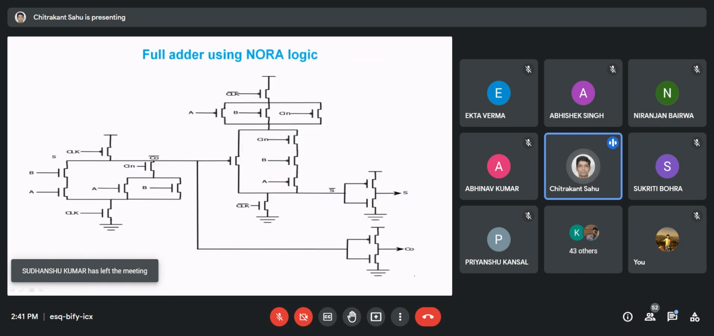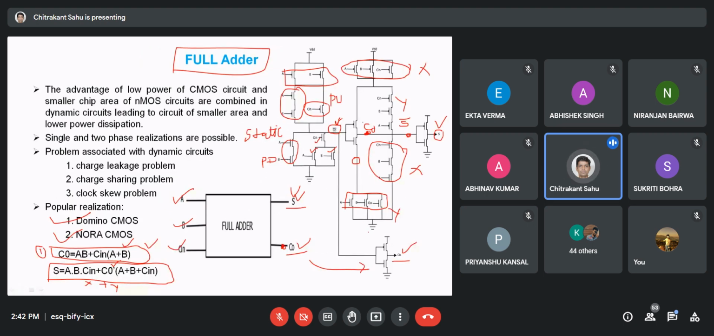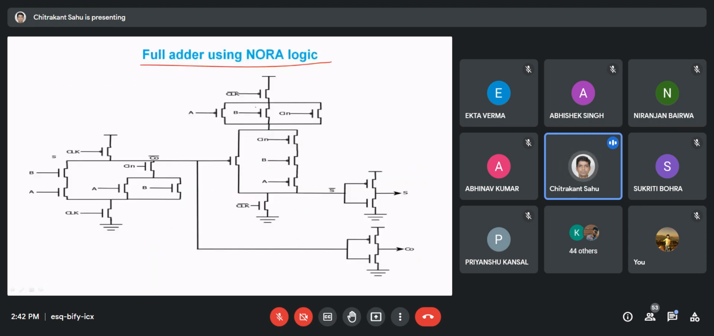Okay, so the next question is, if we want to realize the same thing using the logic called NORA logic, which we have studied. For NORA logic, this is the circuit diagram, right? You can see, count the number of transistors. I think maybe 24 or 26 transistors are used. Okay, I'm not able to count the exact number. 24 transistors are being used, so we are realizing the same full adder network using the dynamic logic called NORA logic.